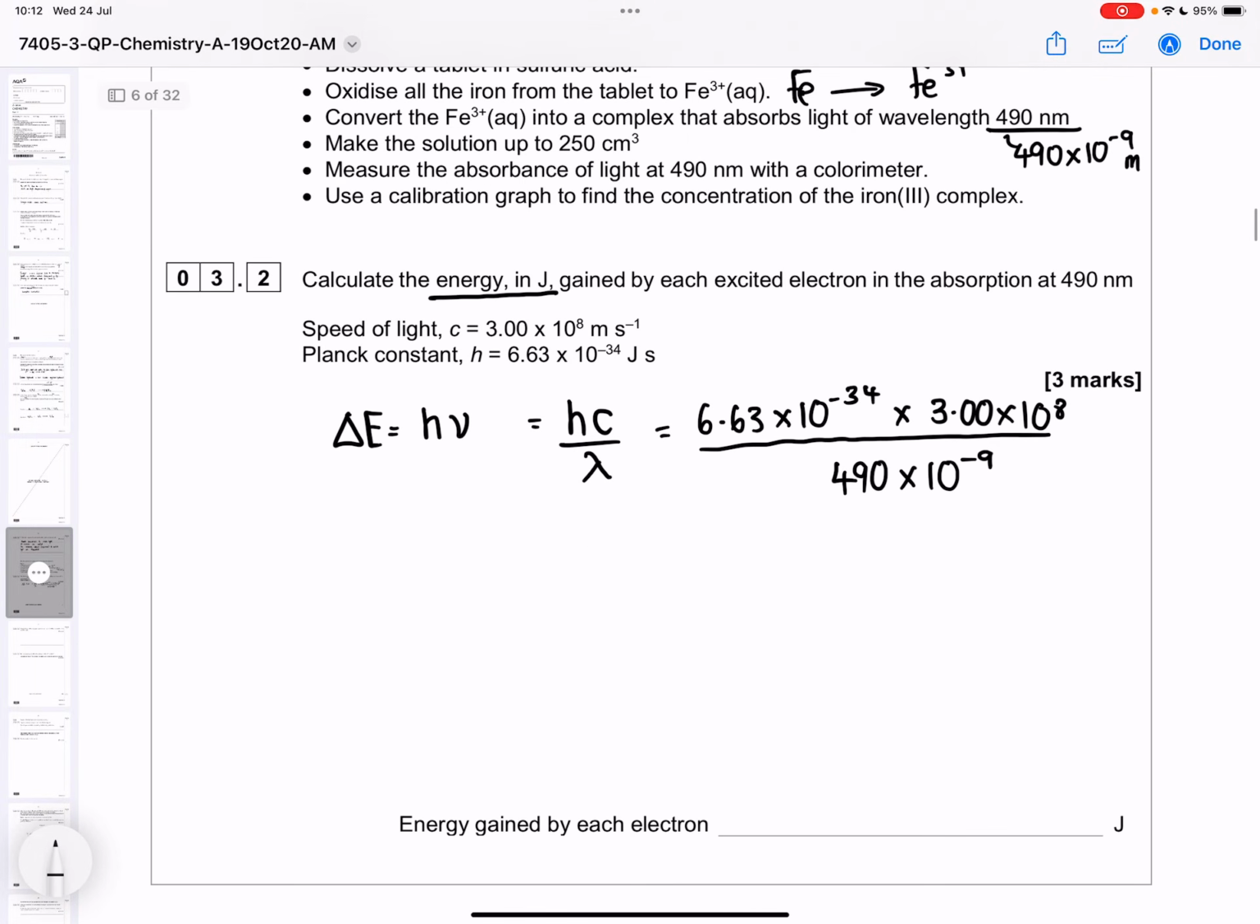Nanometers into meters. And we put that into our calculator. We get 4.06 times 10 to the minus 19 joules.